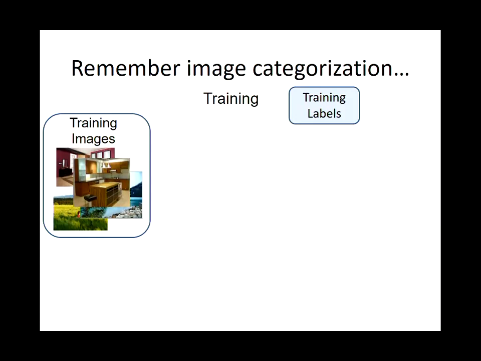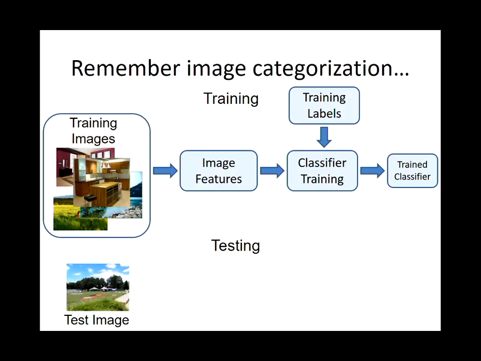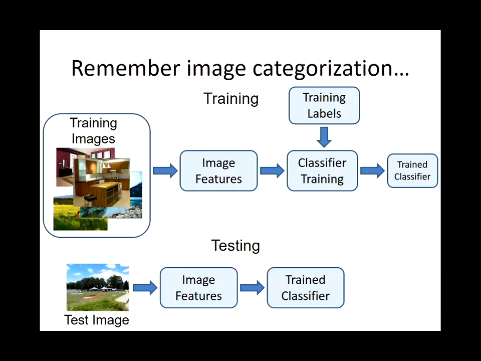Okay. Good. Do you remember what we did when we had the image categorization? We had training images, then we extracted features. Then, for each image, we had the label, 0 or 1, that is, the category or not. And then we trained the classifier. During testing, we had the testing image, we extracted the same features, very important, and we used the trained classifier to predict an answer, for example, outdoors or indoors. Outdoors, yes or no.